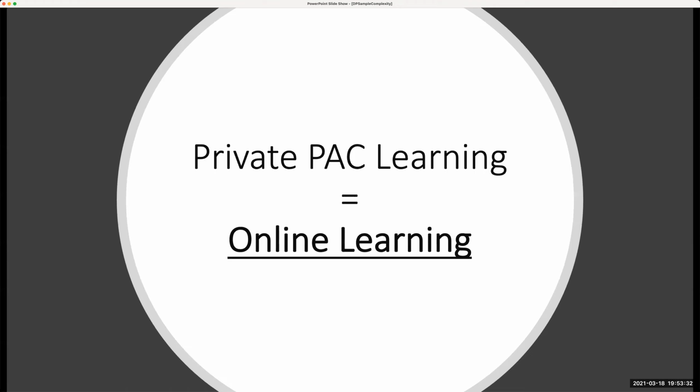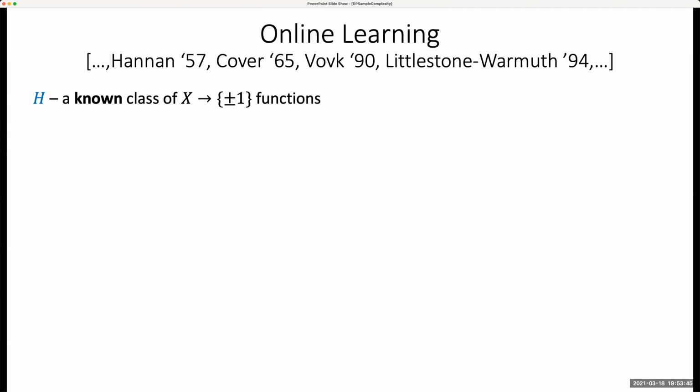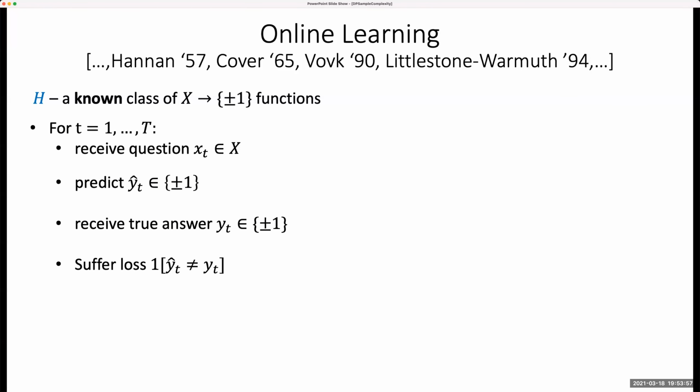Okay, great. So now let's define the second half of the equivalence. So we know what private PAC learning is. Let's define online learning. In the online model, we also have a class. We assume a known class of, in this context, binary labeled functions. Maybe we want to think about them as experts, if you like, expert advice. The online learning setting proceeds in rounds. In each round, the learner receives a question, which is an unlabeled example, a point x_t in X. Then it predicts a label, which is plus or minus 1. Then it receives the true answer, which is also plus or minus 1. So y hat is the guess of the learner, and y is the true answer. The learner makes a mistake if they guessed wrong.